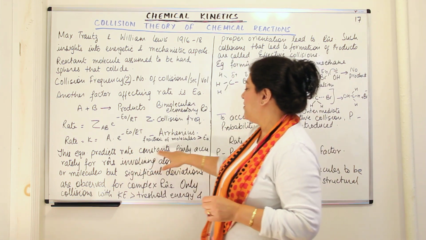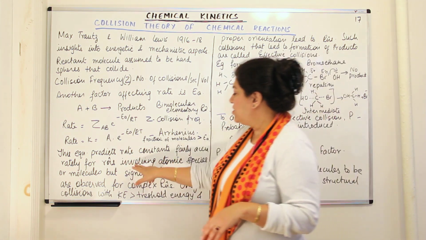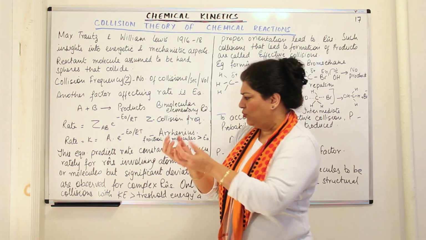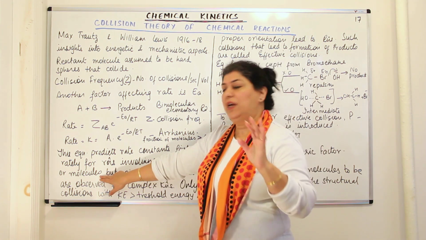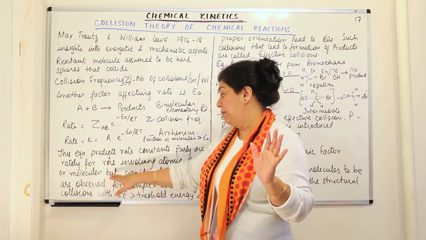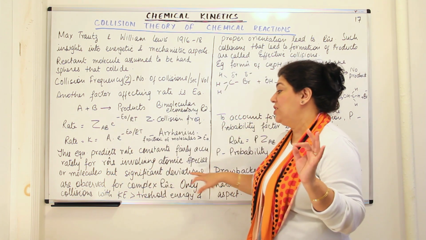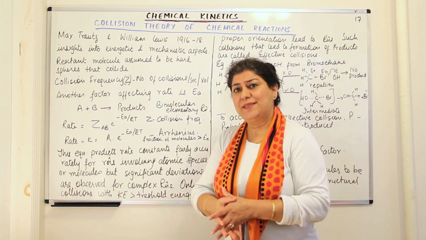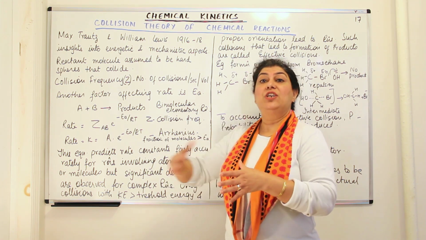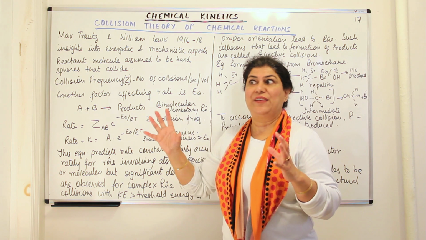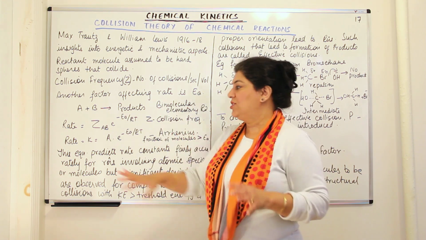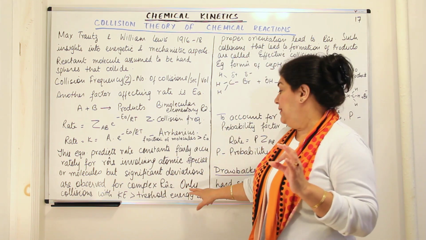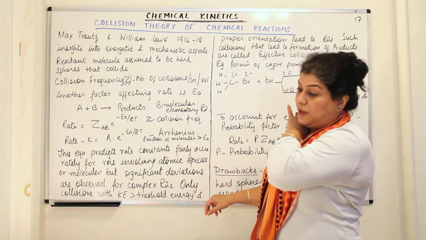So this equation predicts the rate constants fairly accurately for reactions involving atomic species or molecules. When you have just atoms or molecules and elementary reactions, this theory was applicable, but significant deviations are observed for complex reactions. As soon as you get a complex reaction, the deviation is not just little, it is significant, it is noticeable, which shows that this theory was not applicable to complex reactions. So what are the factors then? What did they notice? What did they realize?